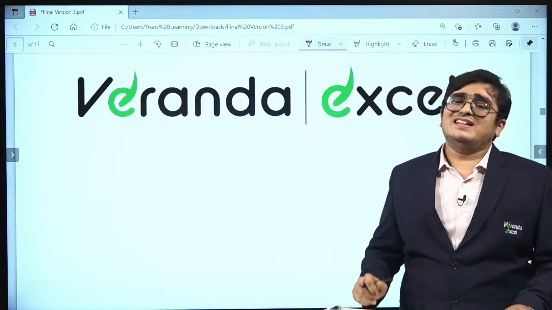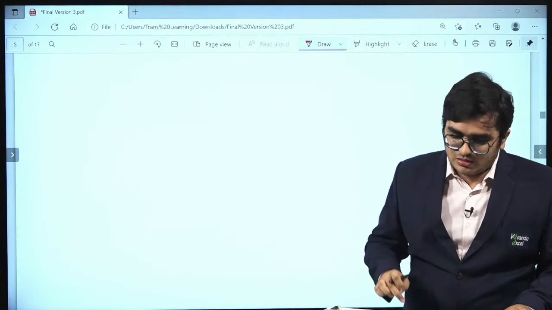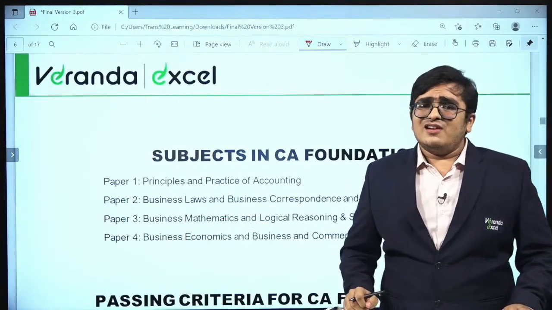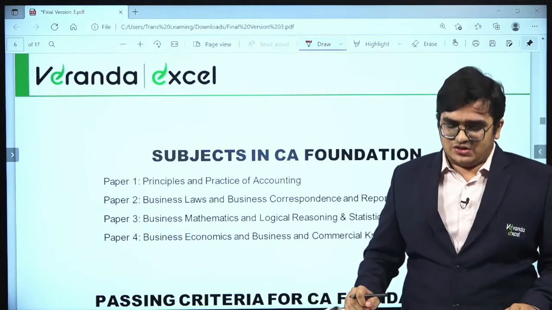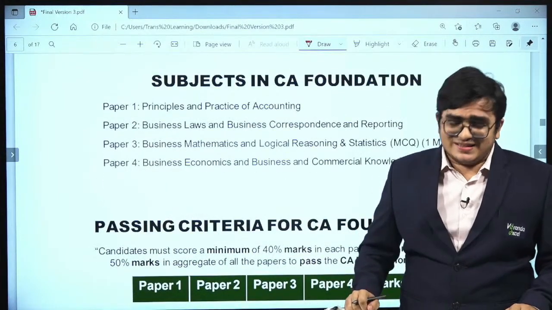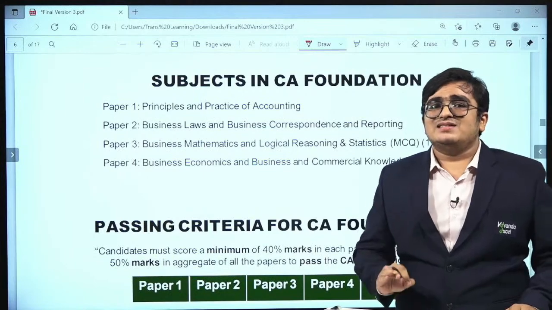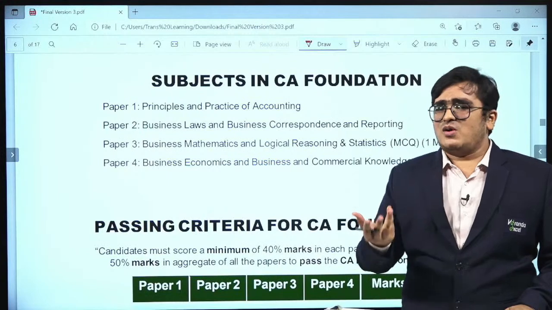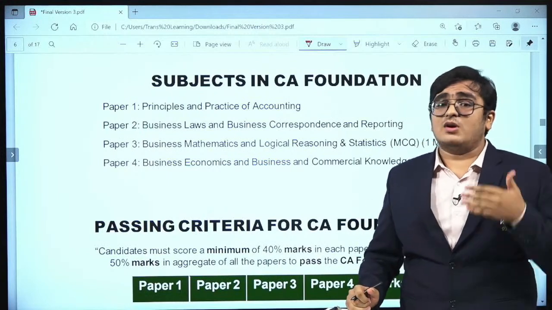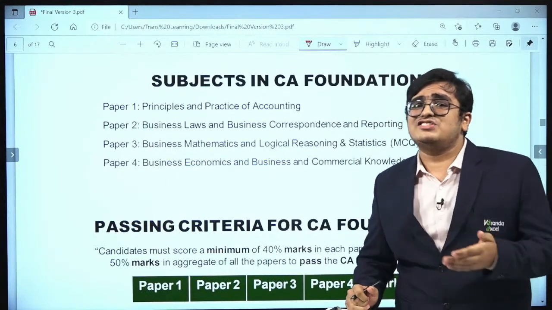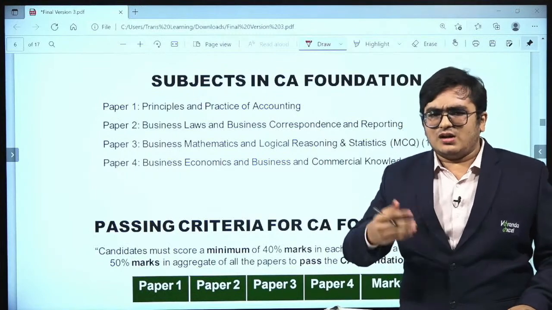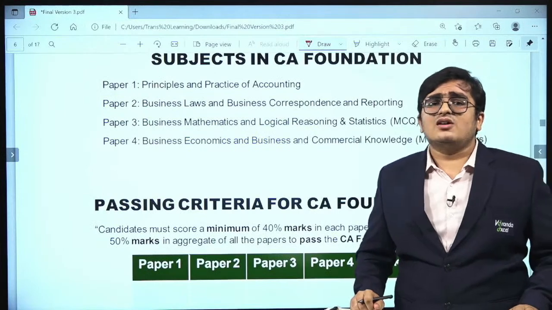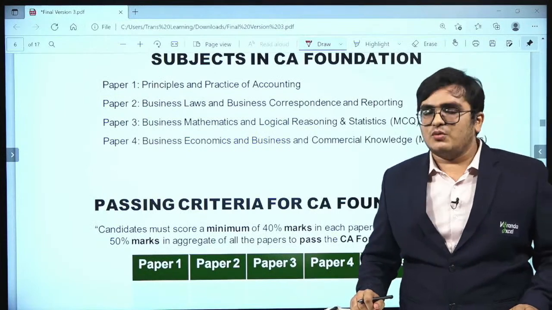Now let's go on to the next segment, about CA Foundation in particular. There are 4 papers in CA Foundation. First, it's principles and practice of accounting. That is everyone's favorite, accounts. What the chapters are in each subject, we'll see once that comes down. Then there's business law and business correspondence and reporting.